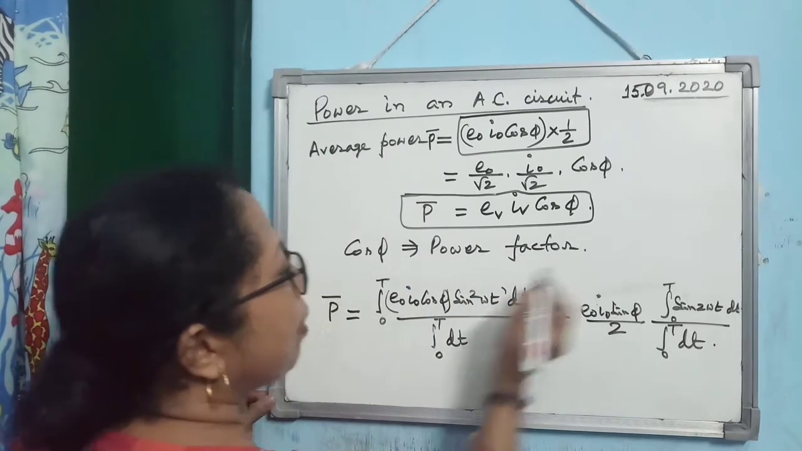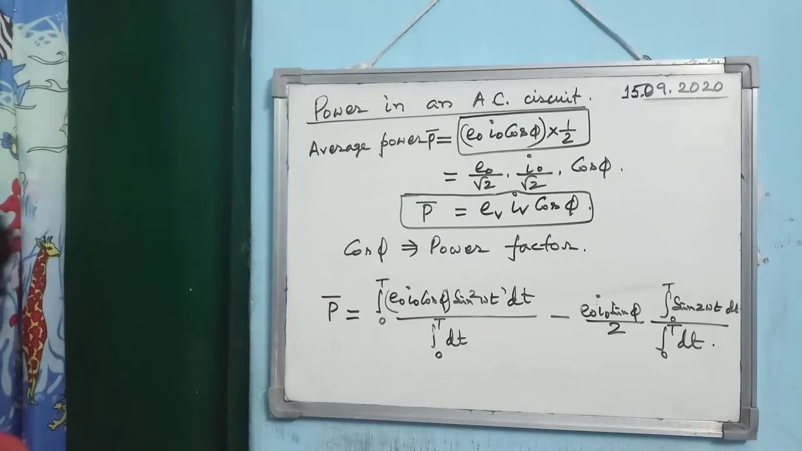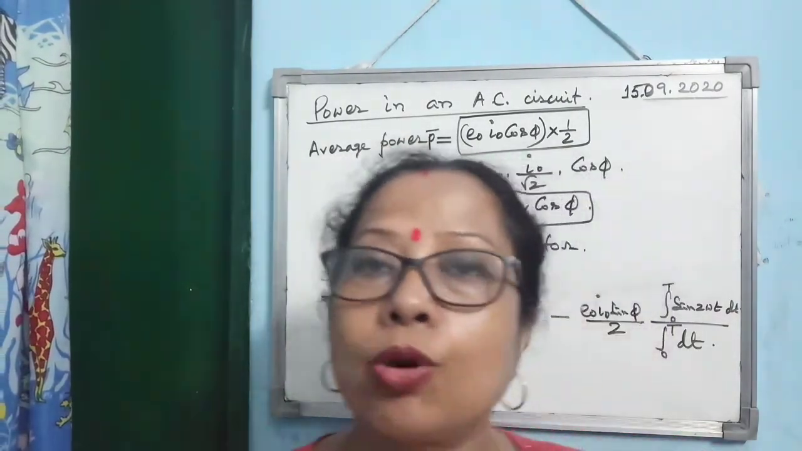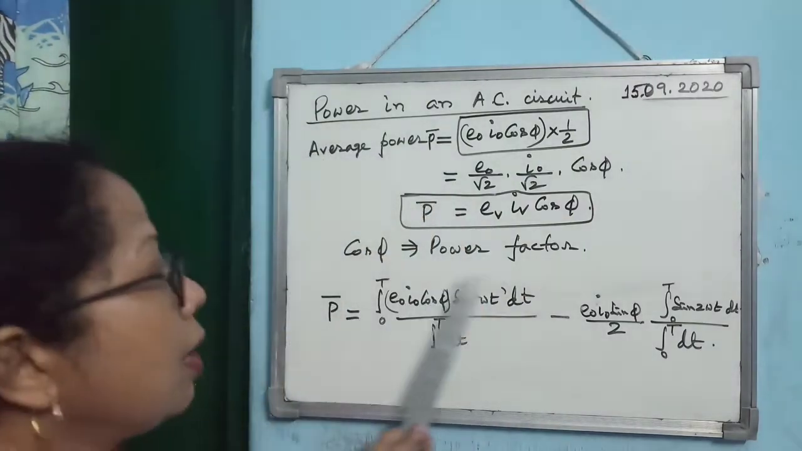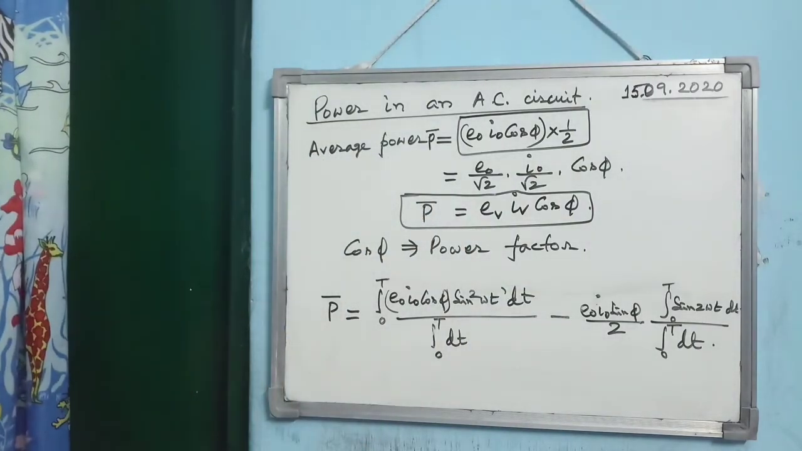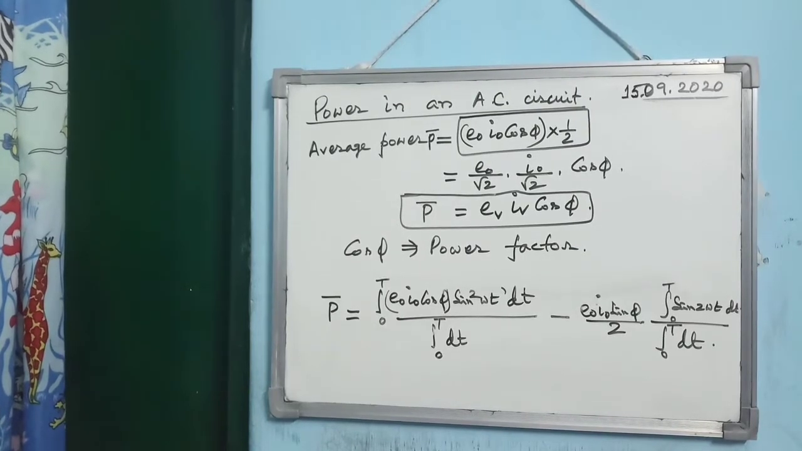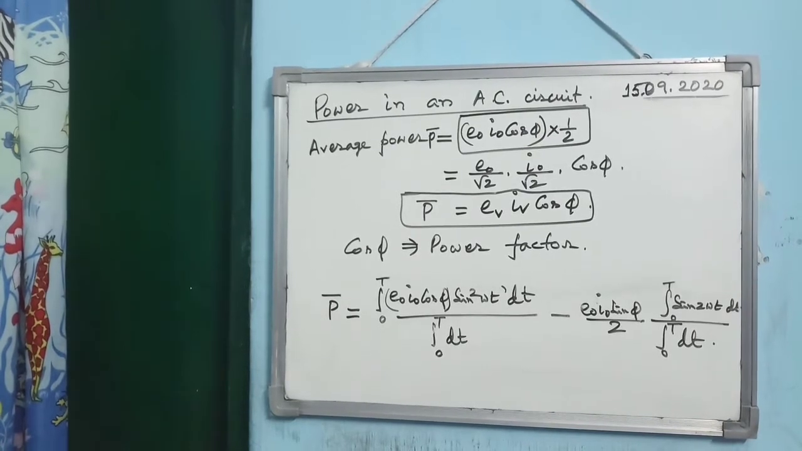Alright, you have to remember it, cos phi, not phi. Phi is the phase difference between E and I, but cos phi is known as the power factor. Now depending on the different component you are using in the alternating current circuit, the power factor will change, and then the average power dissipated in the circuit will also change. So we will do that now.